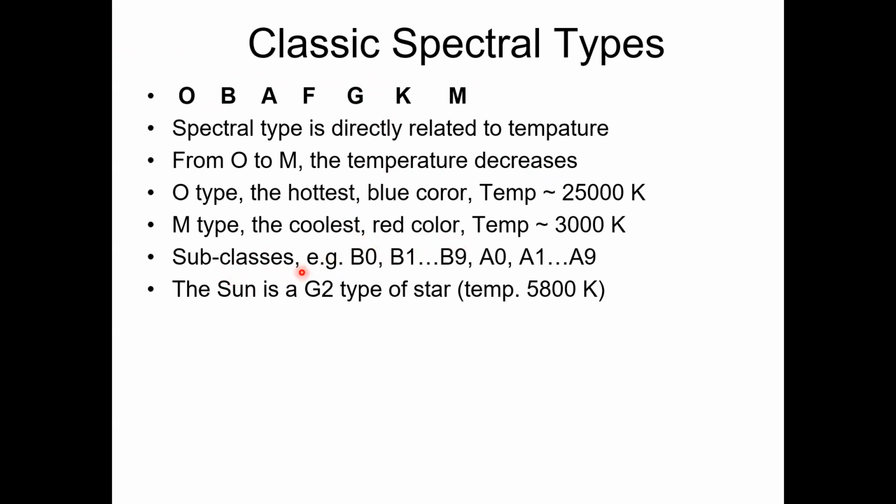Subclasses. Now, you have already heard that the sun is G2. So it is the second class of the G type. There are other classes, G0, G1, G2, like that. If you take B, for example, B0, B1, there are a lot of subclasses. It's a very complicated thing. It's a very high resolution kind of distribution.